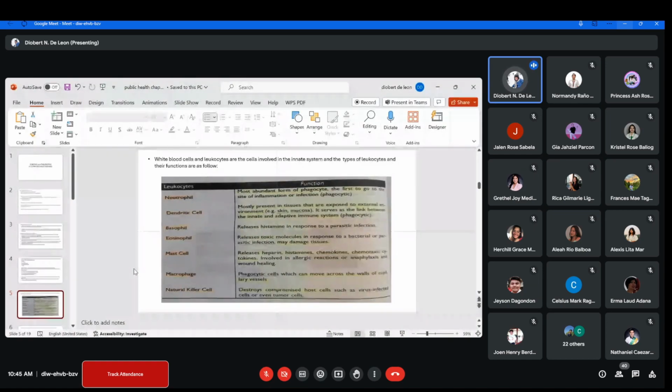We have your macrophage. It's a phagocytic cell which can move across the walls of capillaries. Phagocytic means it engulfs the invaders. So the neutrophil, dendritic cell, and macrophage are phagocytic cells. You have the natural killer cell, which destroys compromised host cells such as virus-infected cells or even tumor cells. So those are your types of white blood cells and their respective functions.